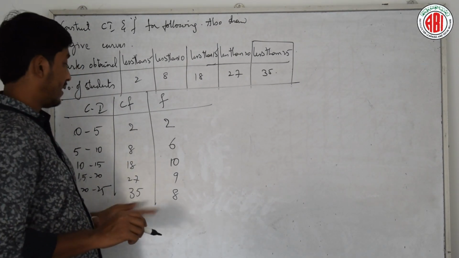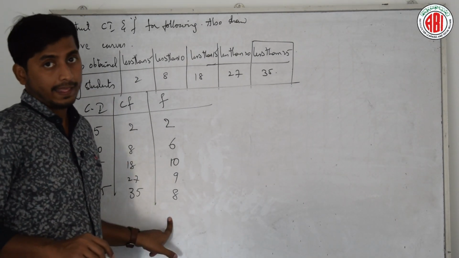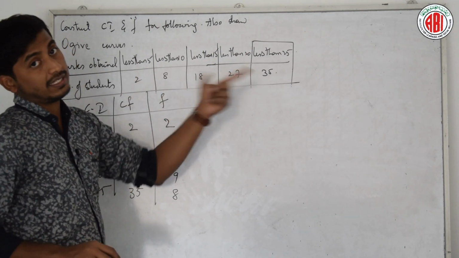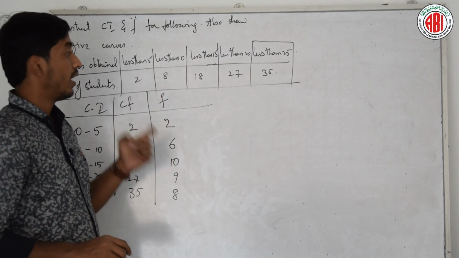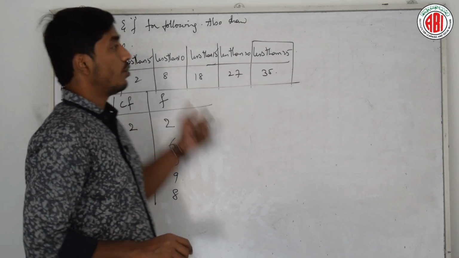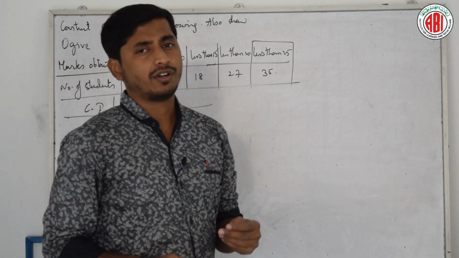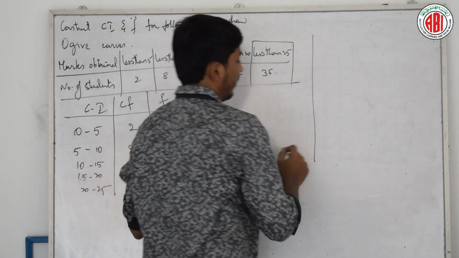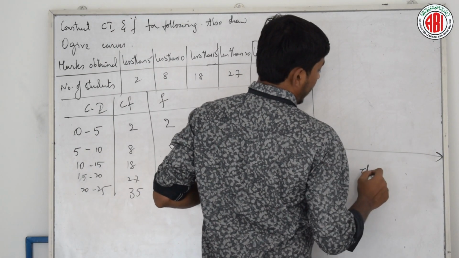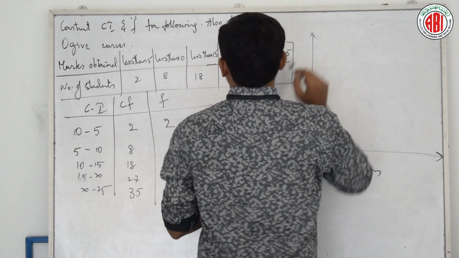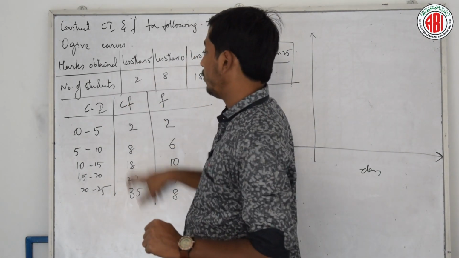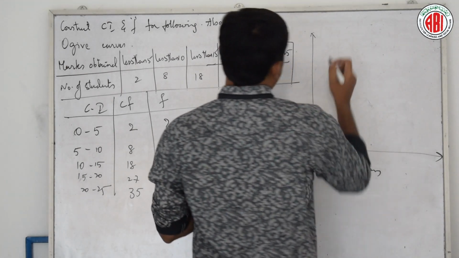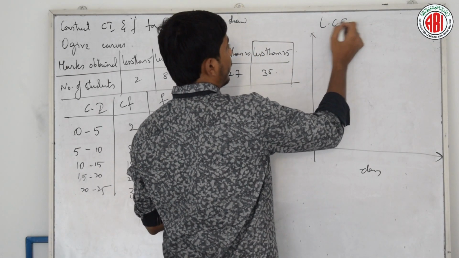Okay, did you get class interval and frequency? Yes, right? Since it is less than, these are cumulative frequencies. Don't forget that. Okay, now we have to draw the ogive curve. How do we draw? Ogive curve is the graph between class and, if it is less than, we have to draw the less than cumulative frequency graph.